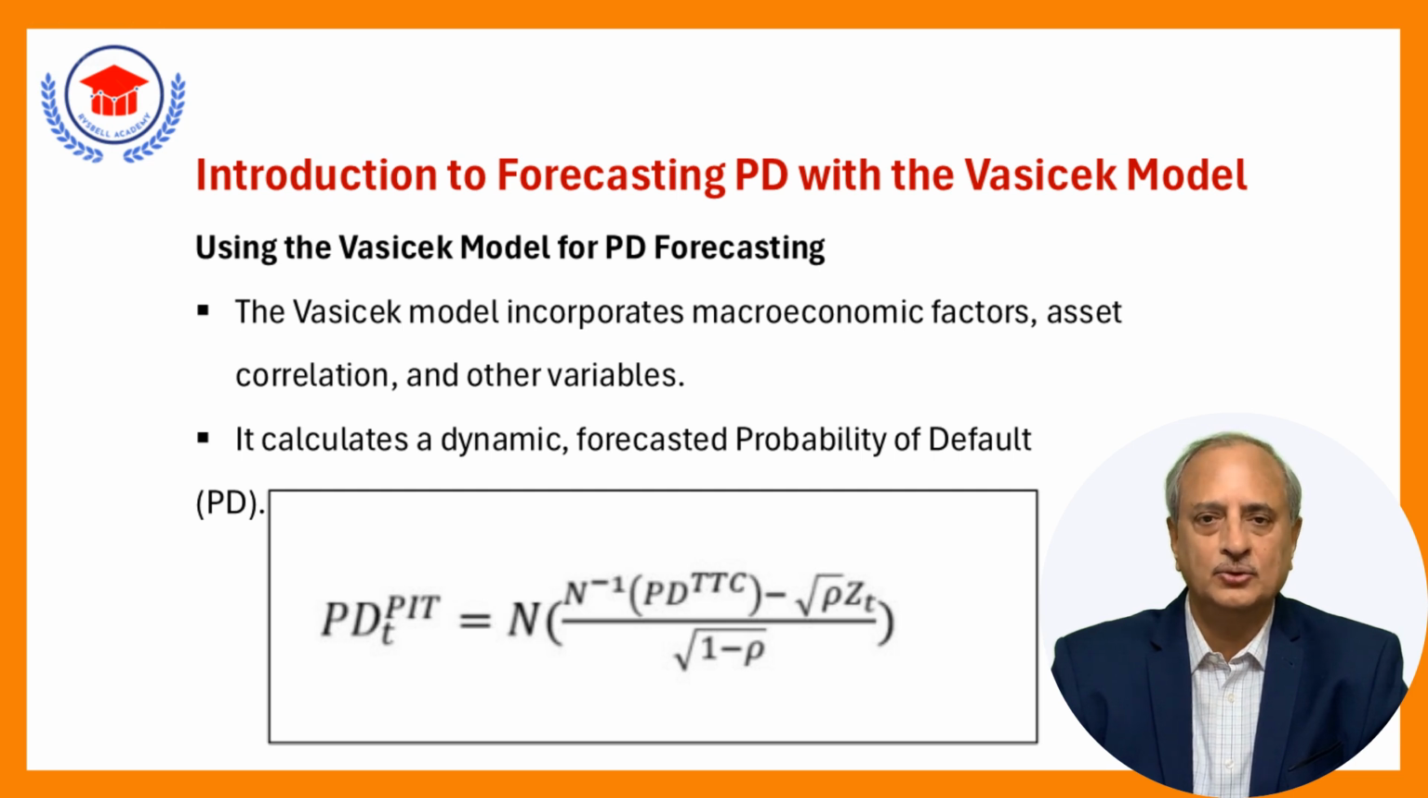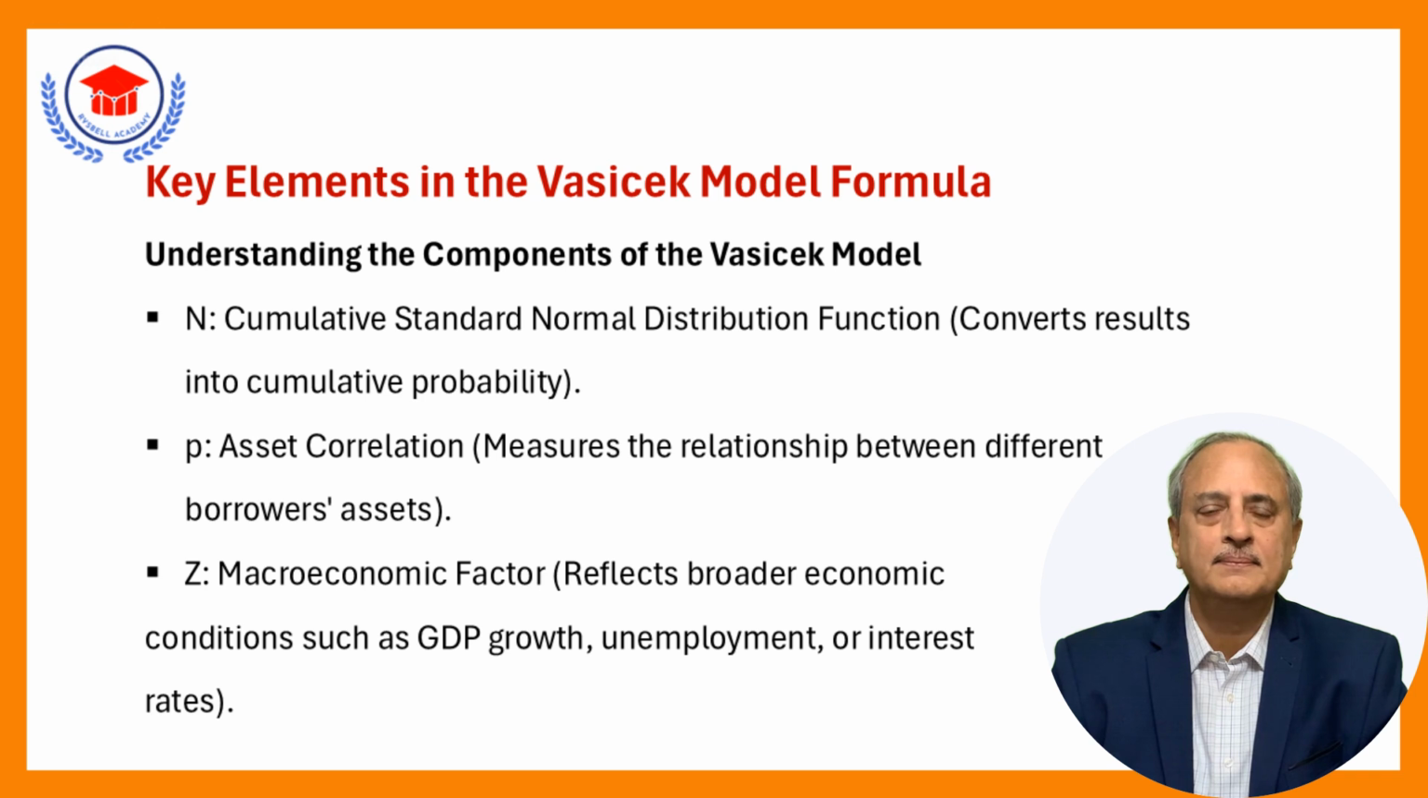The formula is shown here on the screen. Let me quickly explain the key elements in the formula. Φ represents the cumulative standard normal distribution function. It converts the result into a cumulative probability, making it easier to interpret the PD.